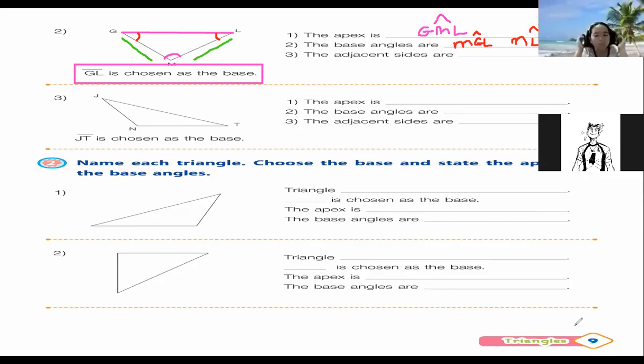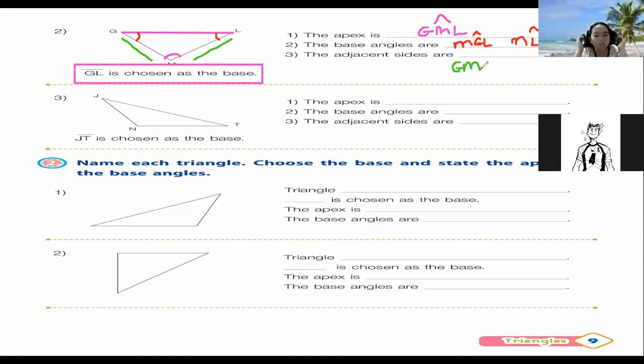GM. GM is 100% correct. I say GM, but then I write M first. See, early morning, even the teacher can make mistakes.